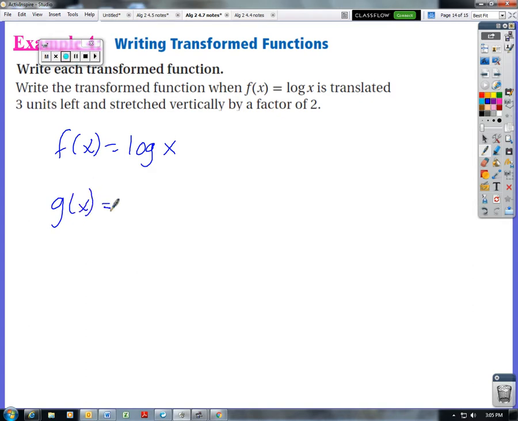This one's straightforward. If it's translated 3 units left, we know to put that inside with the x, and left is going to be plus 3. And then it's stretched vertically by a factor of 2. So vertical stretches are very straightforward. You just multiply the factor out front. So that's one that's very straightforward. Don't have to really worry about that one too much.